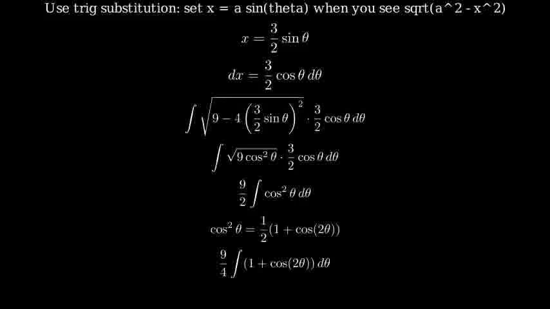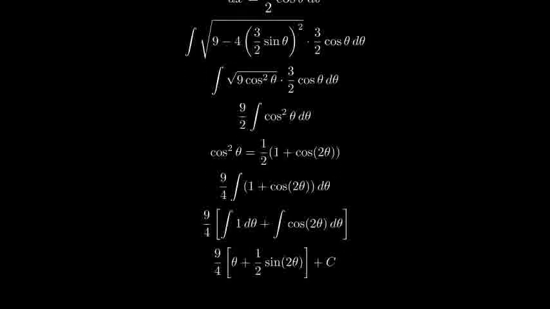Separate the integral into two parts: 9/4 times the integral of 1 d theta plus 9/4 times the integral of cosine of 2 theta. Integrating each term gives us theta plus 1/2 sine of 2 theta.